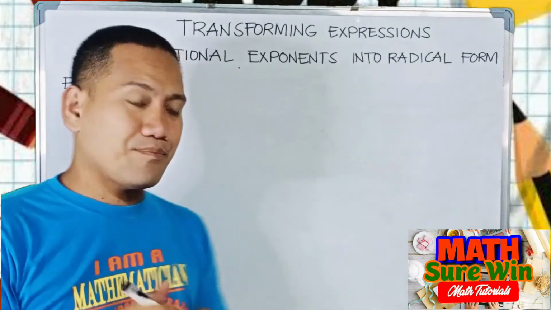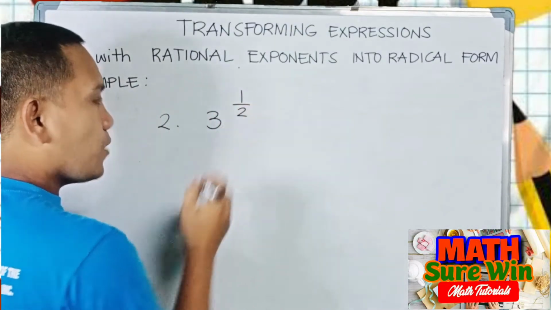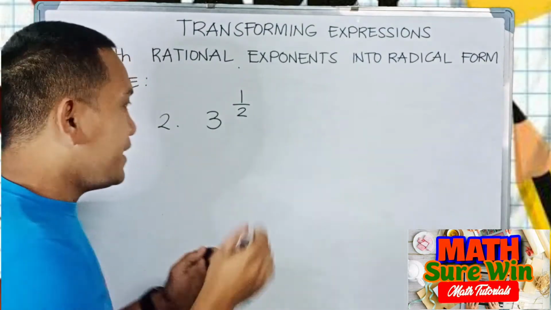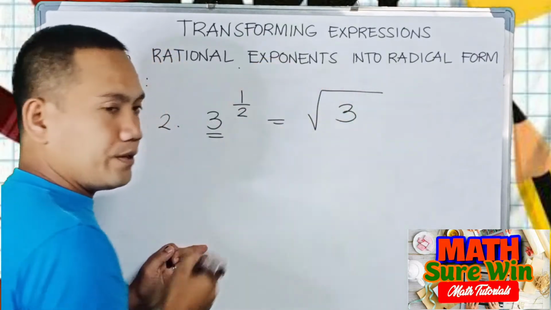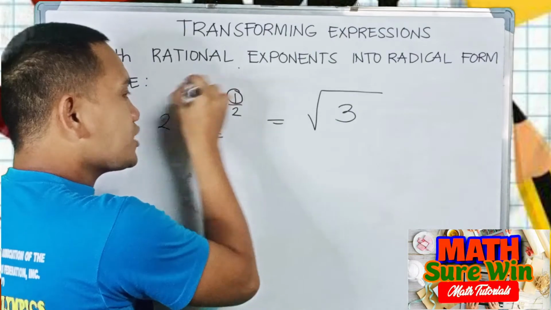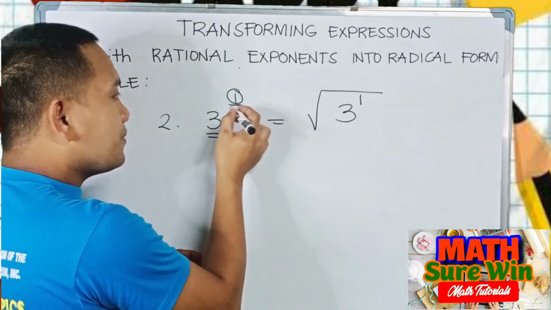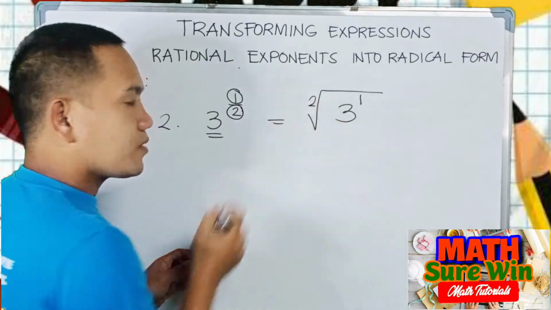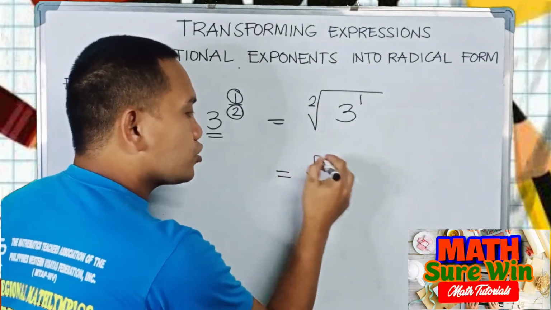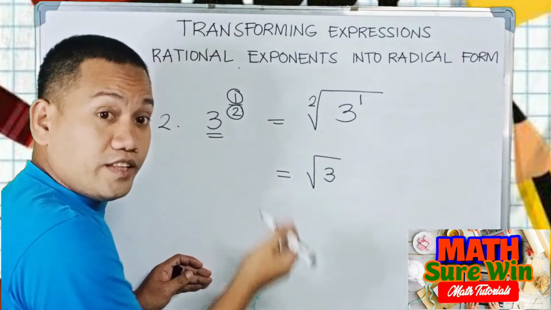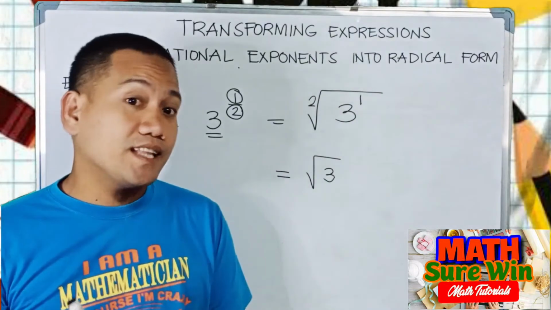Let's have our second example. Supposing we have 3 raised to 1/2. Again, our base will serve as the radicand of our radical form, while the numerator of our rational exponent will serve as the exponent of our radicand, and the denominator again will be our index. To write this in simplified form, we can have this as the square root of 3. For the reason that it is understood that the index here is 2, because the lowest possible index is 2.